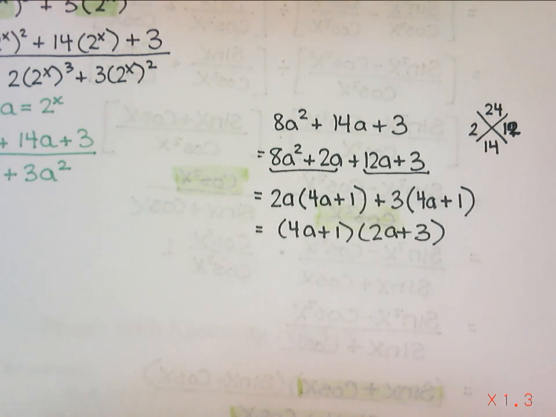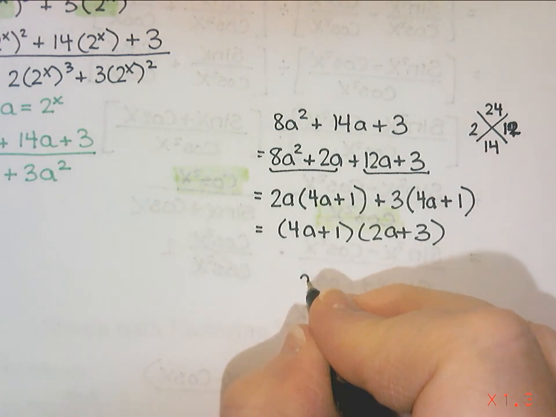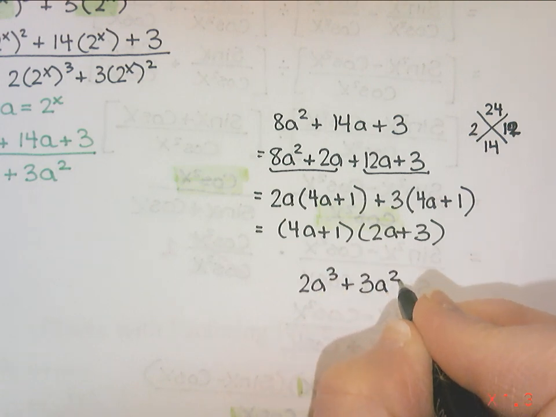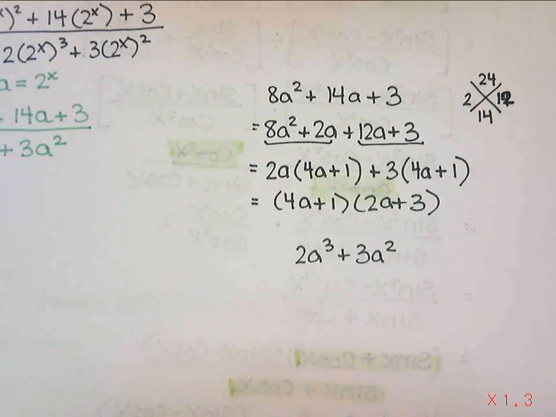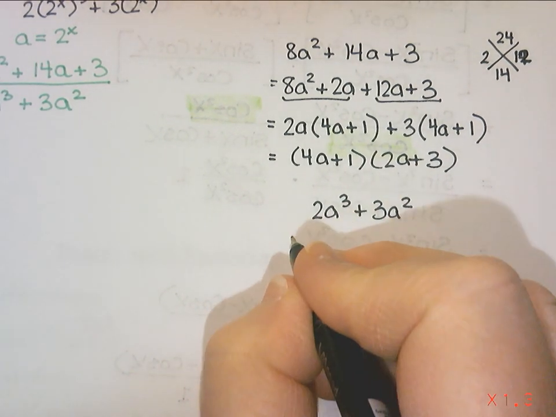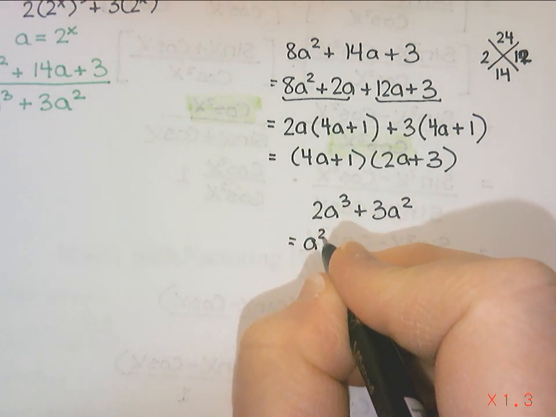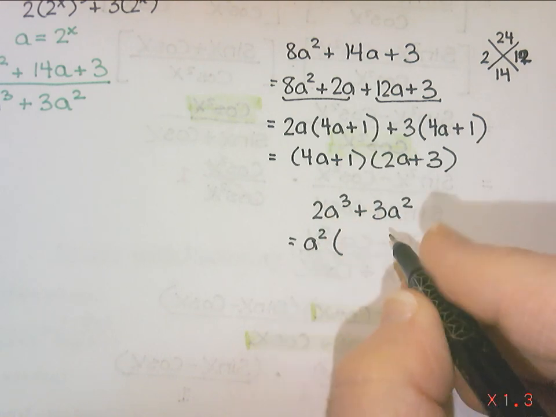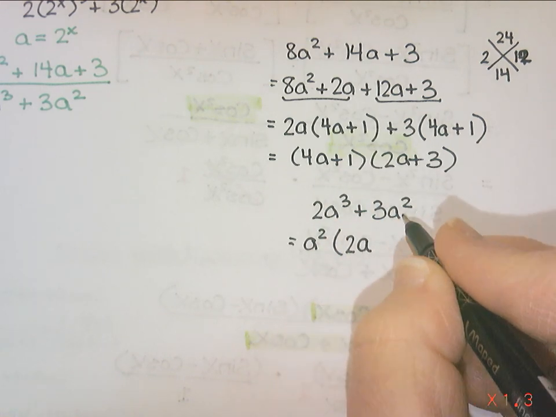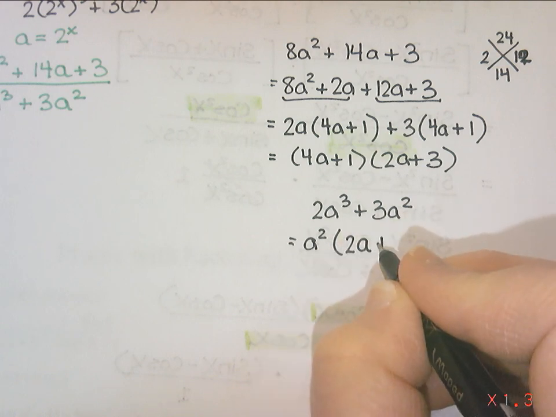Okay, while I'm over here, I'm going to do the other one. I have 2a cubed plus 3a squared. Looking at those, I have 2 terms. Do they have a common factor? Yes, they both have an a, lowest exponent squared. So 2a cubed divided by a squared is 2a, and then 3a squared divided by a squared is 3.